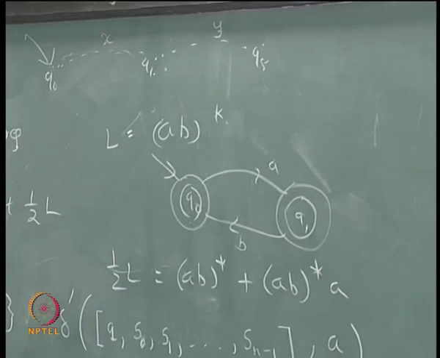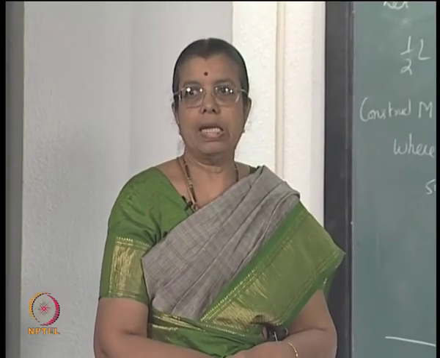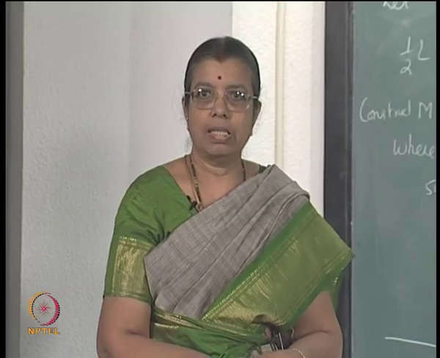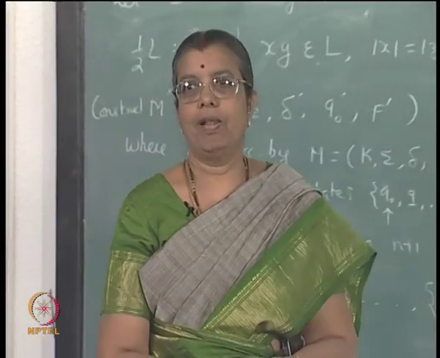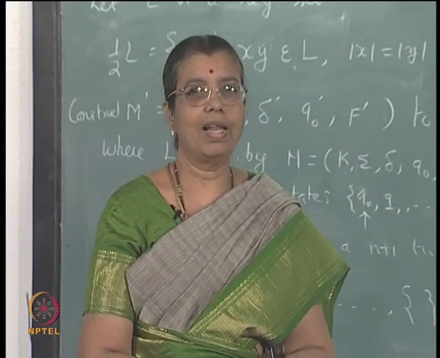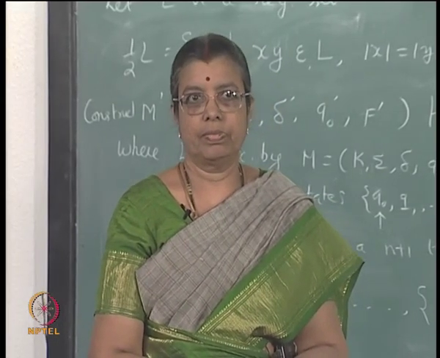So, this automaton will accept half of L. This is a general construction. The same sort of idea I can use for 1/3 L, 1/4 L, 1/nth L and so on.